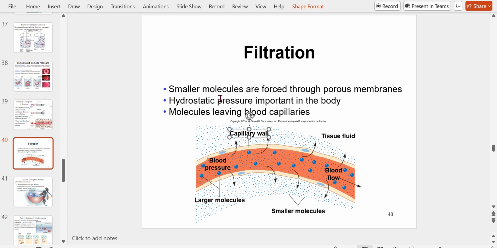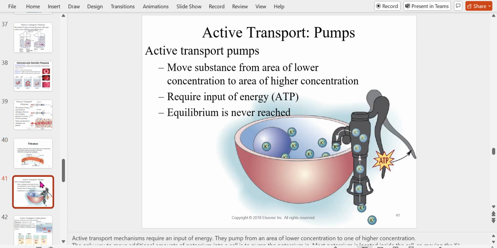Smaller molecules are forced through porous membranes. Hydrostatic pressure is important in the body. Molecules leaving the blood capillaries are filtered out. They're pushed out into the tissue fluid. Now those are the four that we talked about that were free money. Now we'll move on to the ones that cost money.